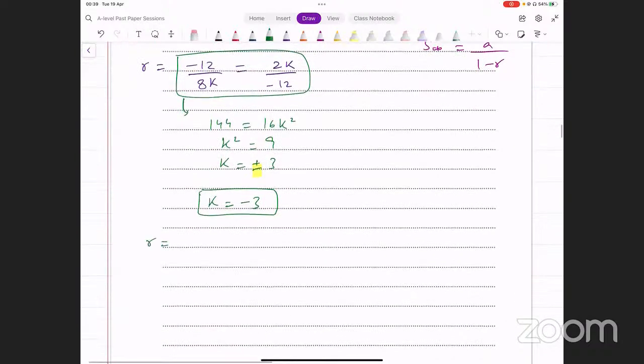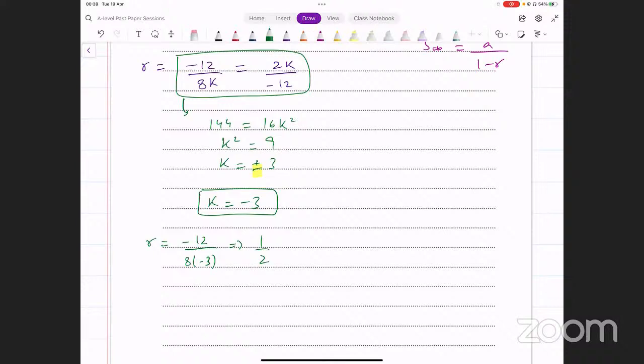R is any one of the two. किसी भी दोनों में से किसी में भी डाल दें आप. R की वैल्यू क्या आ जाएगी? -12 over 8 into -3, and that is 12 over 24, which is 1 over 2. 1 over 2 या 0.5, that's the ratio. रेशियो आ गई. अब आपको क्या करना है?